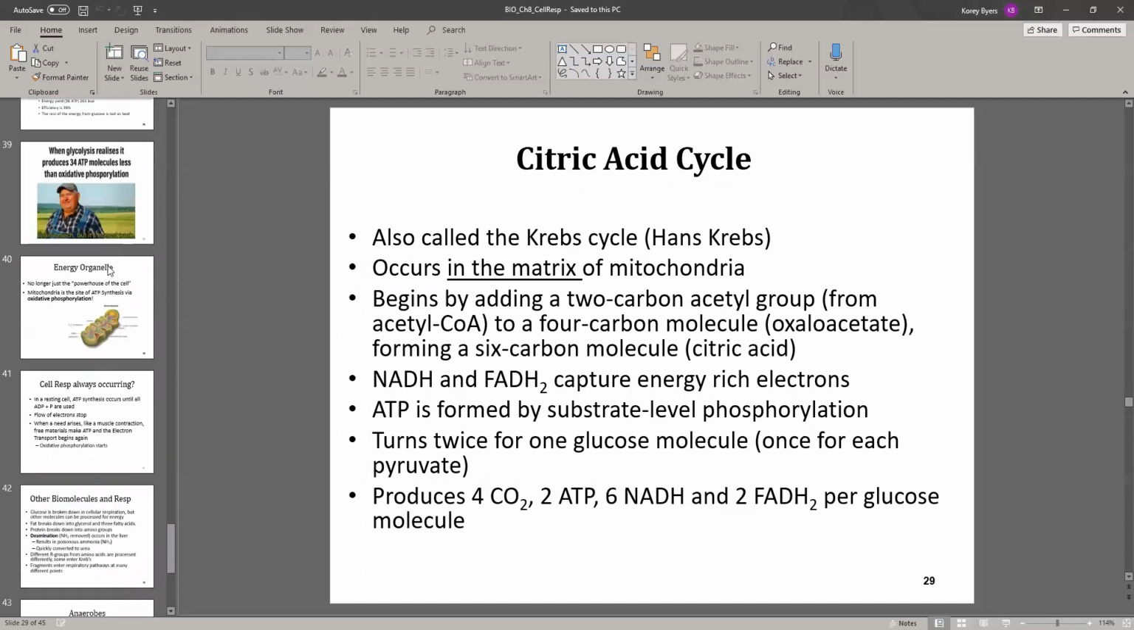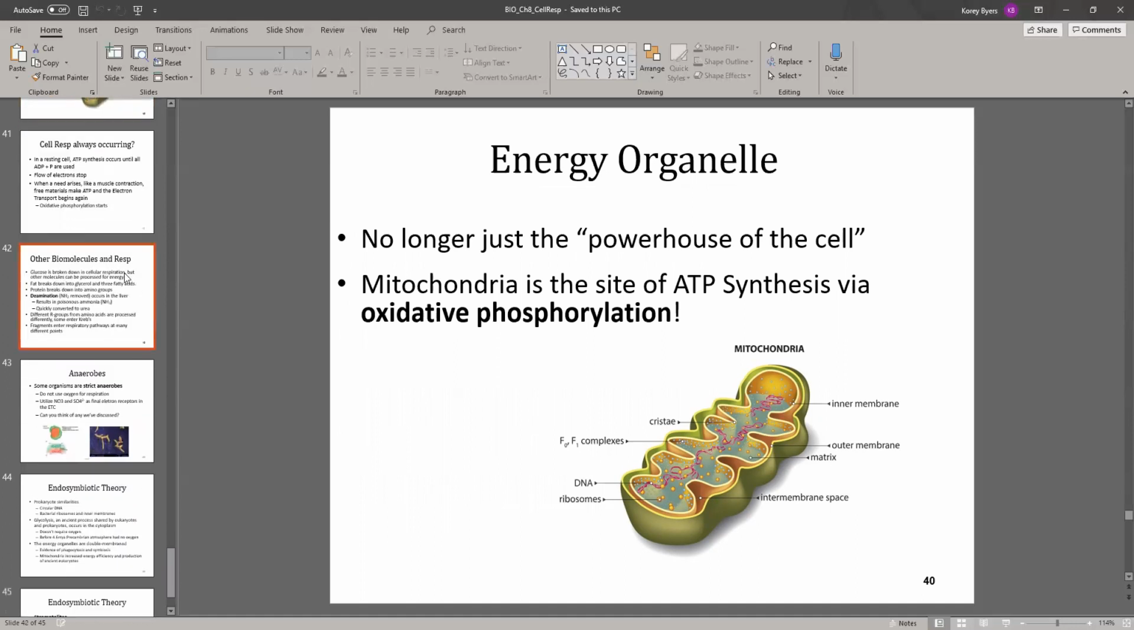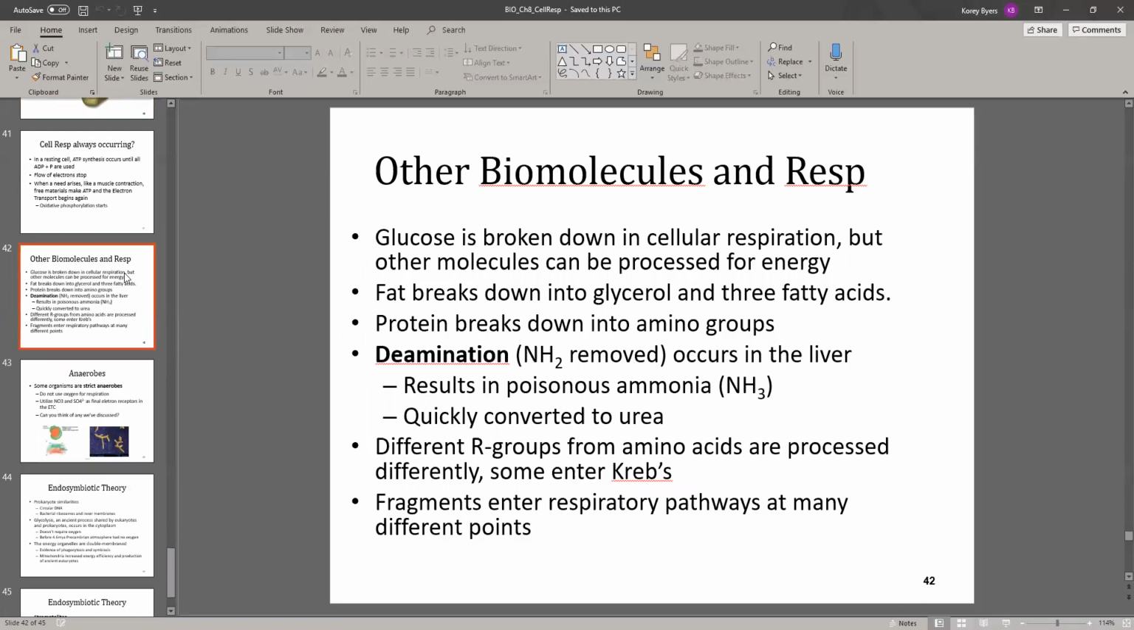And then we talk about these energy organelles, how the mitochondria is no longer just the powerhouse of the cell, like you learned in high school. It's now the site of ATP synthesis via oxidative phosphorylation, which is the step that makes a ton of ATP energy. Through cell respiration, that process, we don't only utilize glucose. There are other options. In this class, we just stick with that, but we can break down fats, proteins can break down, and other substances can actually be put into that cycle.